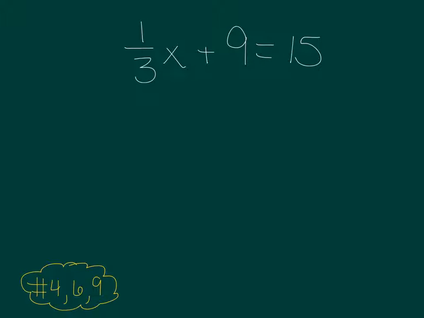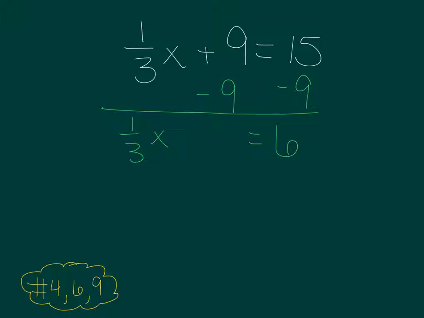We have done problems like this before, so this is going to be review. This is a 2-step equation. We're going to save the variable to the very end. We're going to get rid of the plus 9. The inverse operation to addition is subtraction. We're going to subtract 9 from both sides. I'm going to bring down 1/3 x. 9 minus 9 is 0. I'm going to bring down my equal sign. 15 minus 9 is 6.